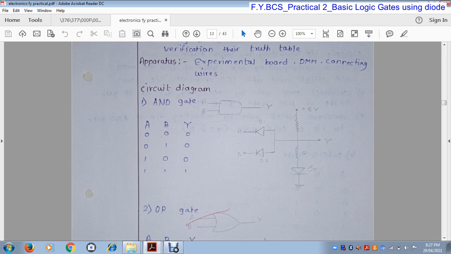So 0 into 0 is 0. 0 into 1, the answer is 0. 1 into 0, the output is 0. And 1 into 1, the output is 1. This truth table we saw in our first practical.